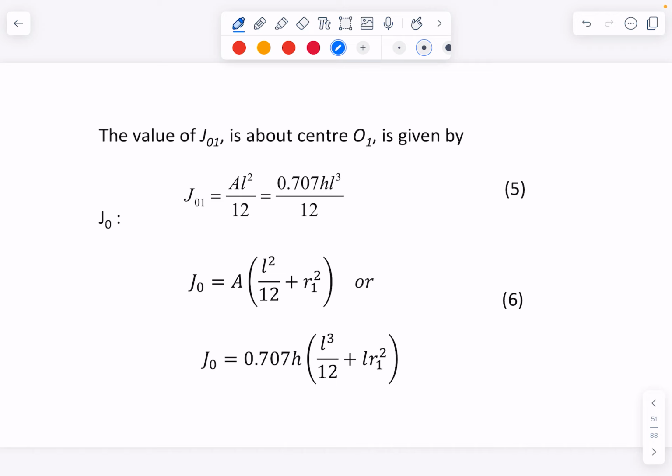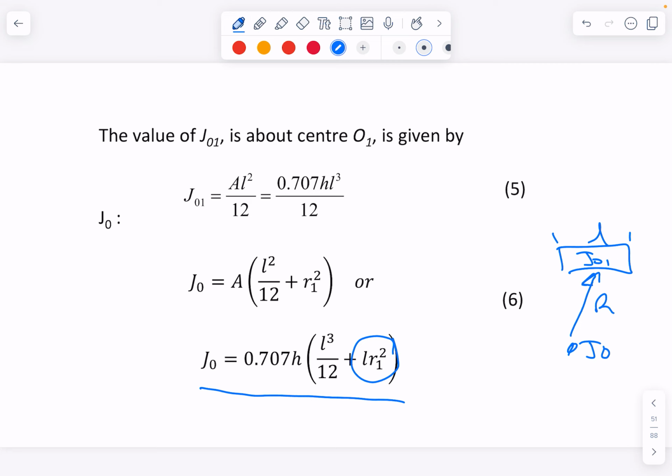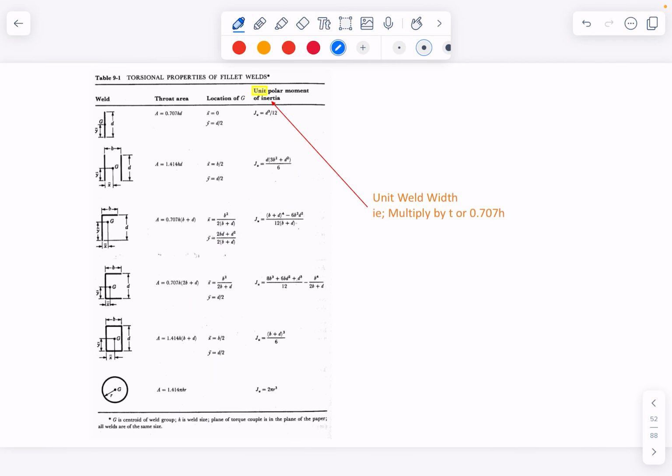Again, we can work that through to work out our J0, with the parallel axis theorem there, adding the J01 to get to J0. We've got a radius, we've got an L, etc. So it's all fairly straightforward to work out the J.